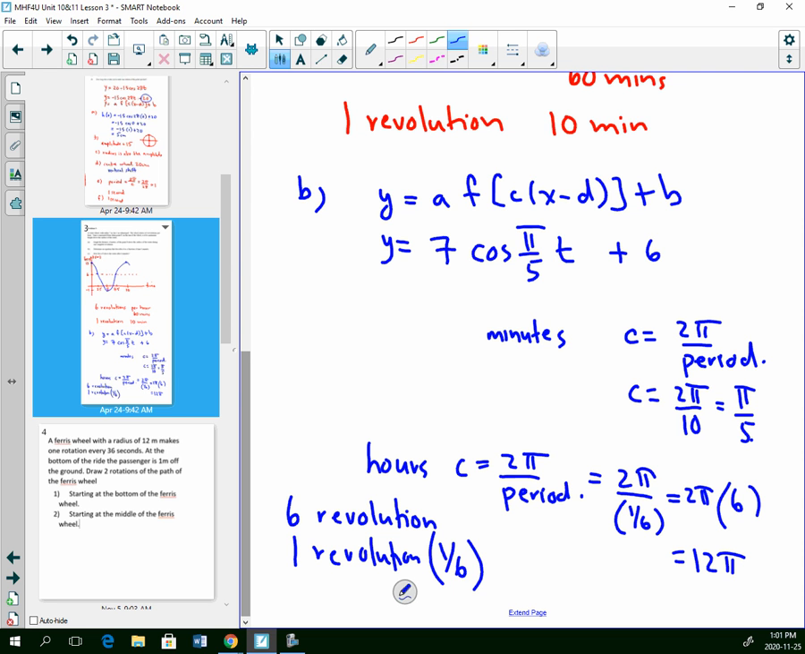So that's fine too. If you want to do it in hours, it's perfectly fine. So this one's in minutes, and this one's in hours. So I could also say 7 cosine 12 pi t plus 6 if I were doing it in hours. Okay, so either one's fine. Both are acceptable.